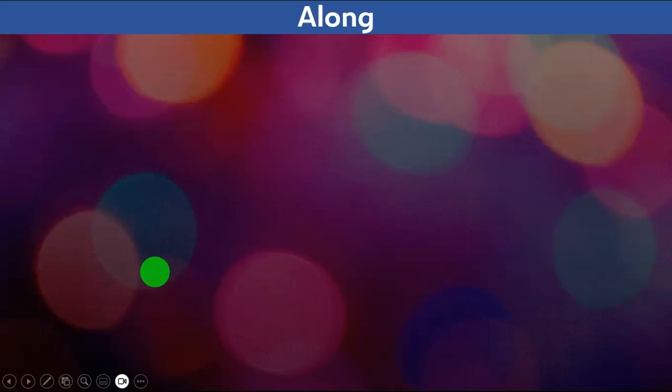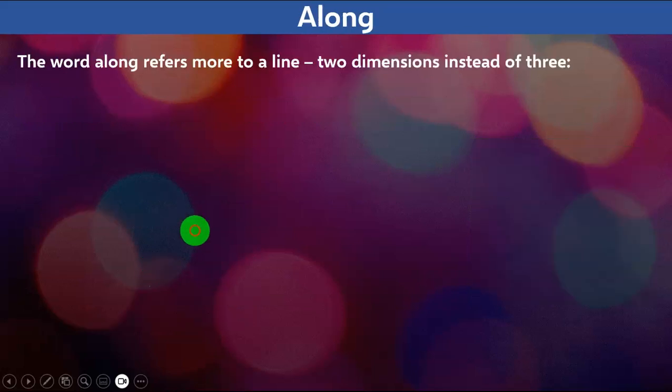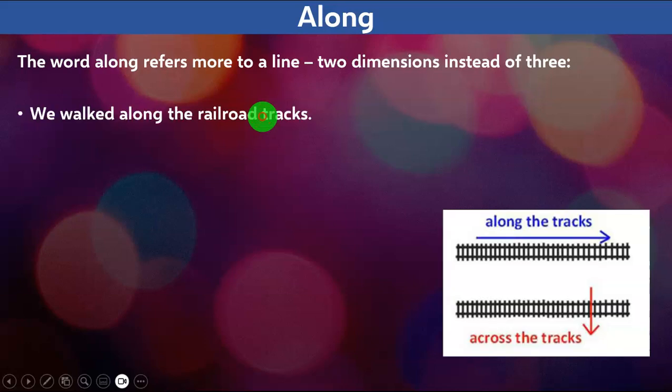Let's move on. Let's understand the word along. The word along refers more to a line, 2 dimensions instead of 3. Let's look at this picture, friends. There are 2 railway tracks out here. We walked along the railroad tracks. Now walking along the tracks means that you're walking parallelly, right? You're not crossing from one side to the other. You're walking parallel to the railway track, along the tracks, right?